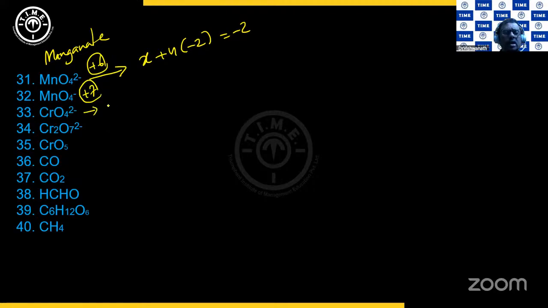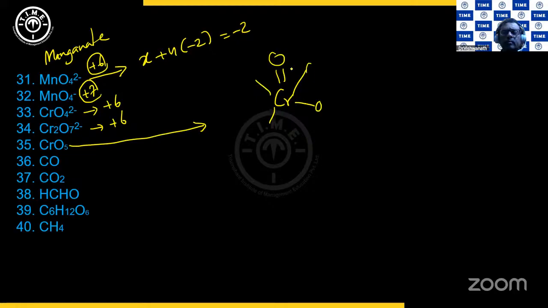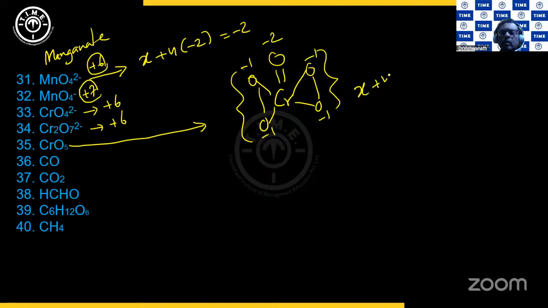This is chromate +6. Dichromate +6. We look at this CrO5. CrO5 has a structure of this type, which is also called the butterfly structure. So this is now again peroxo. So -1, -1, -1, -1, and then -2. So x plus 4 into -1, -2 equals 0. So x is equal to +6.